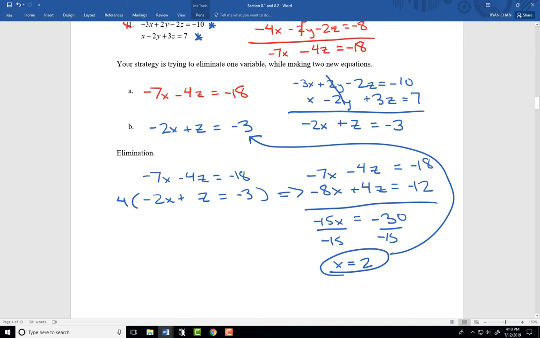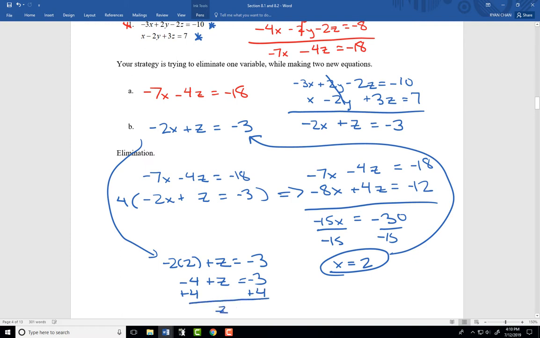As you can see, you need to be very careful because it's really easy to mess up, okay? So I have negative 2 times 2 plus z is equal to negative 3. I have negative 4 plus z is equal to negative 3. I'll add 4 to both sides, and I have z is equal to 1.